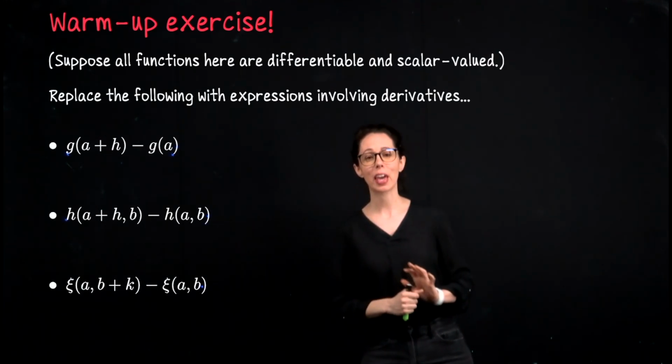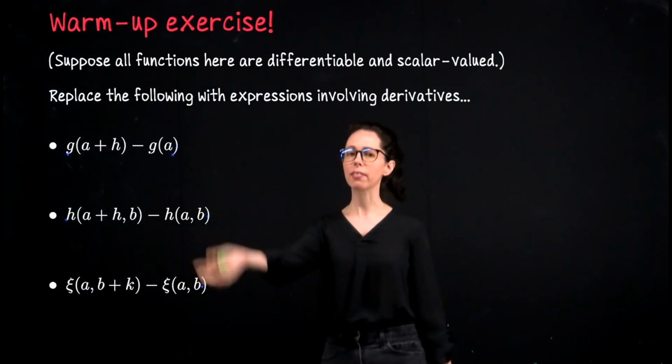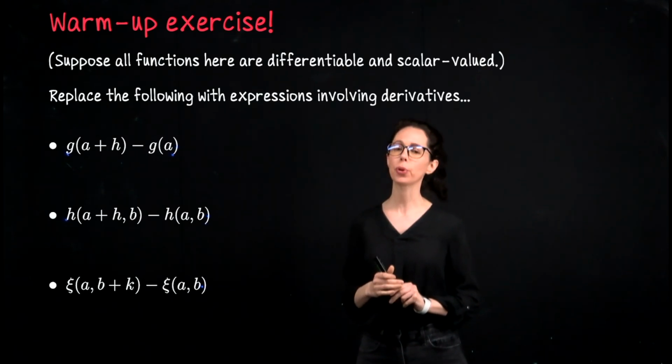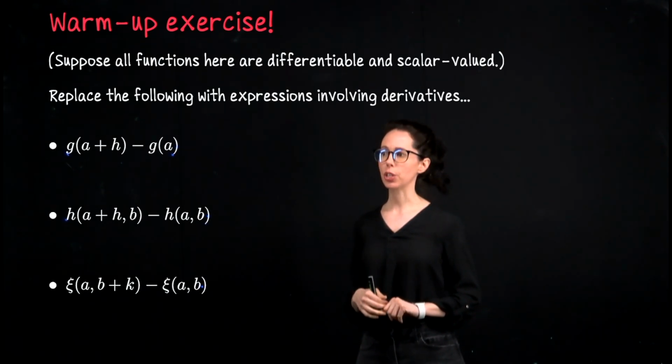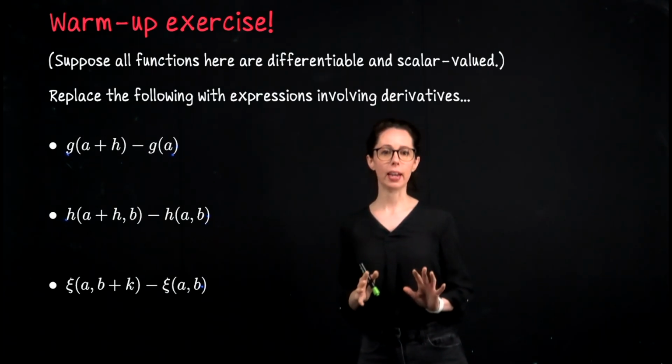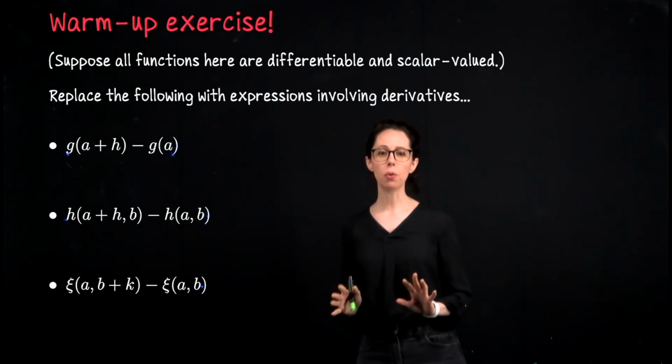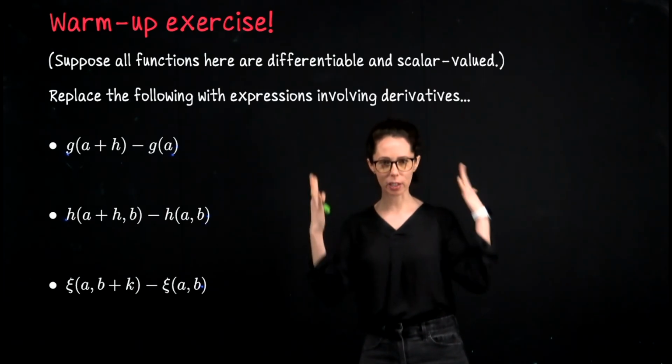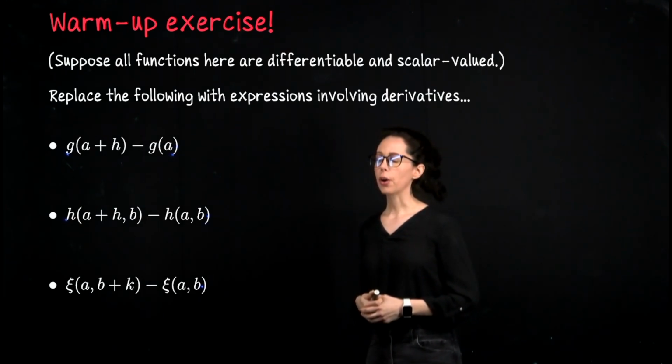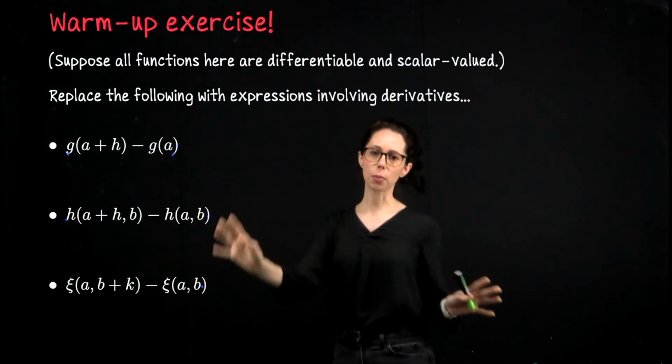Okay, this might seem like it came out of thin air, but we will see this kind of computation a few times in the proof. So I thought it would be nice to go through the mechanics of how this kind of computation works now, instead of in the middle of the proof while we're thinking about other things. So this is just a demonstration with three differentiable scalar-valued functions.